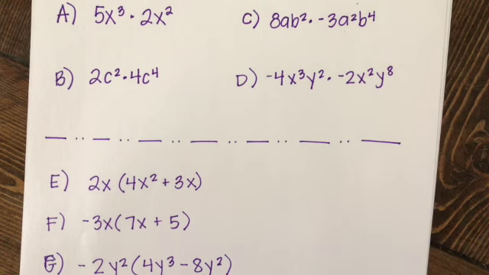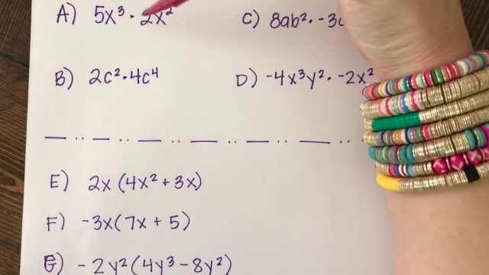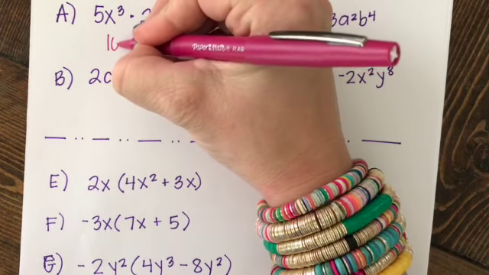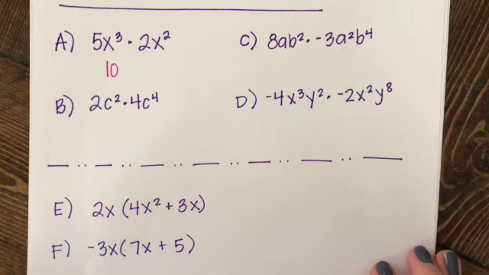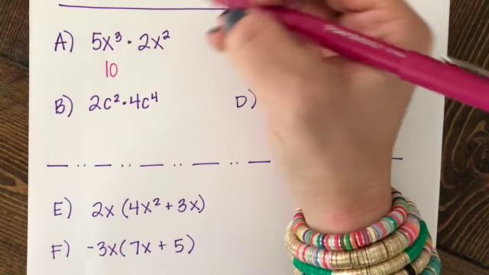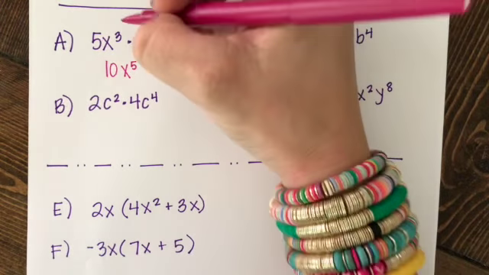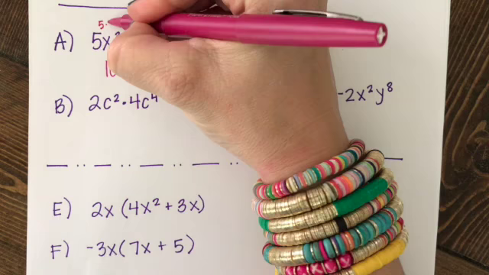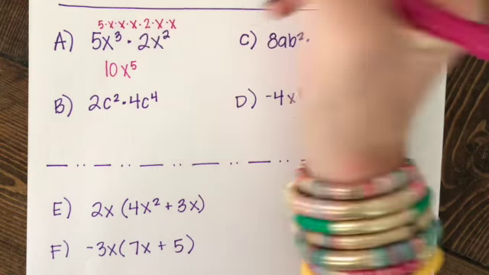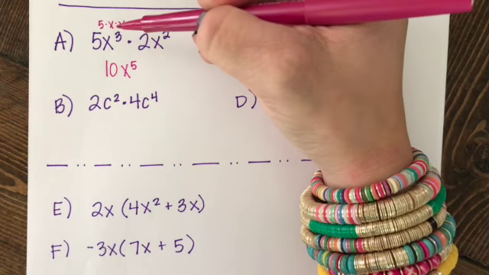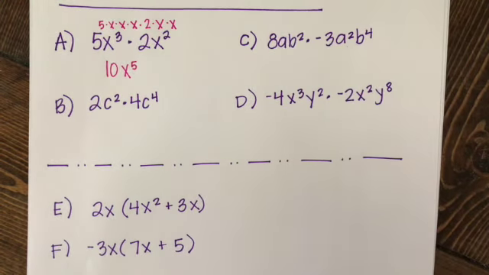What we're going to do is multiply the whole numbers together. So 5 times 2 is 10. Then you add the exponents of the variables. So x to the third times x to the second is x to the fifth. If we wrote it out, it means 5 times x times x times x times 2 times x times x. So 5 times 2 is 10, and then I have 1, 2, 3, 4, 5 x's, so x to the fifth.